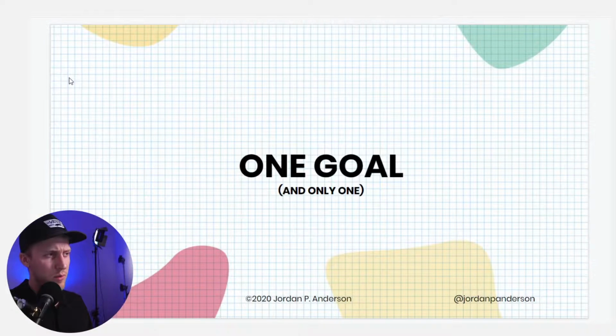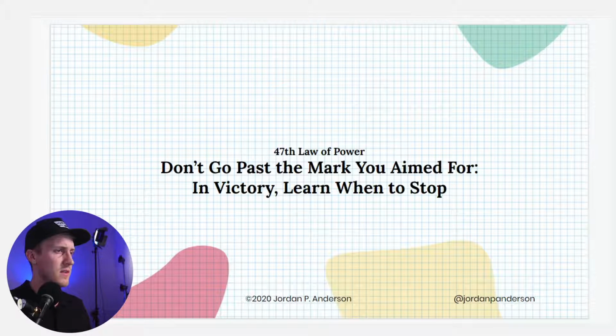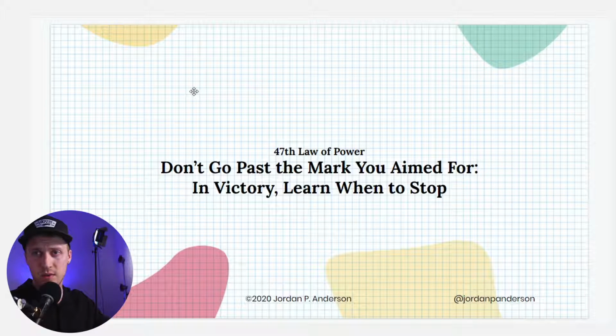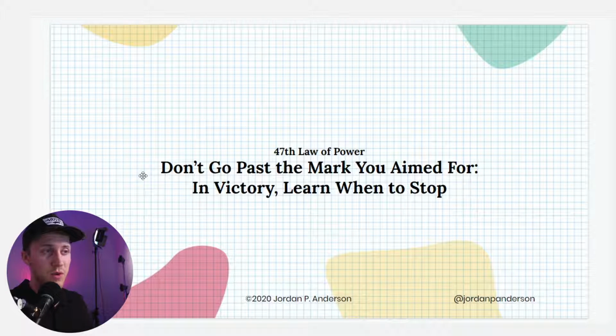So one point I want to make here is to have one goal when you're setting up your giveaway. One goal and only one goal. And I say this because of the 47th law out of the 48 Laws of Power by Robert Greene. I recommend you go read it. It is: don't go past the mark you aim for. In victory, learn when to stop.